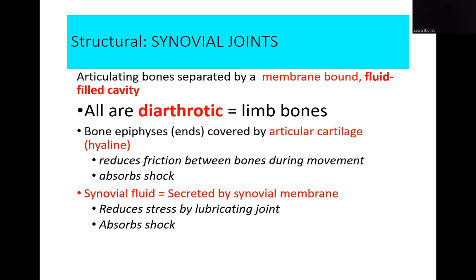Okay, so the bone, the epiphysis, has articular cartilage that covers the ends of the bones because it reduces friction and acts as a shock absorber. So that's found in synovial joints. We have the synovial membranes that surround them and the fluid between them. That also reduces friction by lubricating the joint and absorbs shock as well.